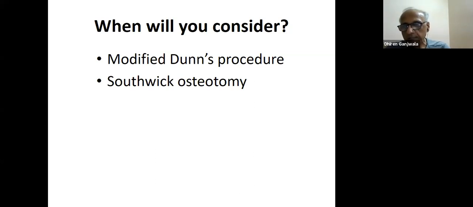So to avoid that, we take out the part of the metaphysis, we shorten the neck and then we reduce it and then we fix it. That's called a modified Dunn's procedure. So when will you consider that procedure?